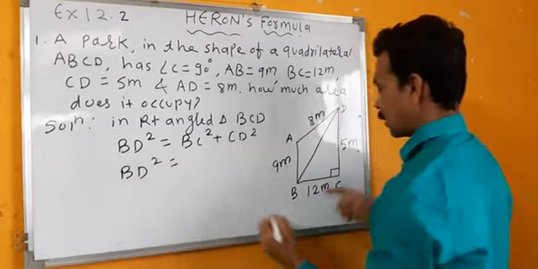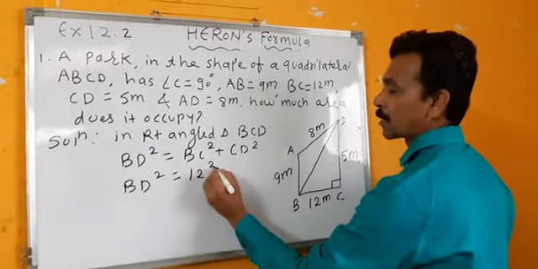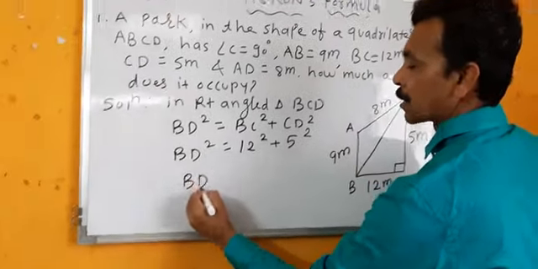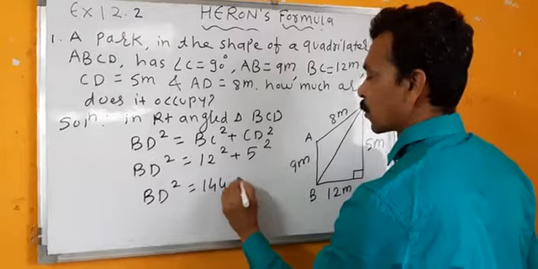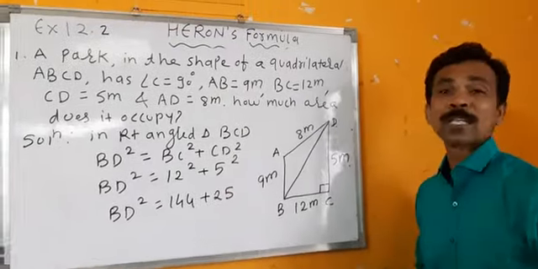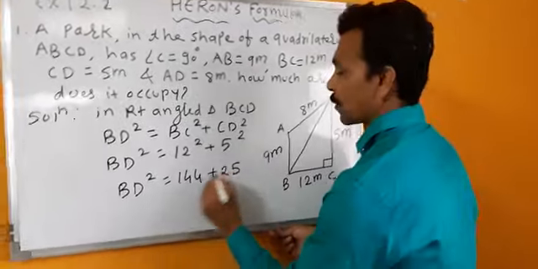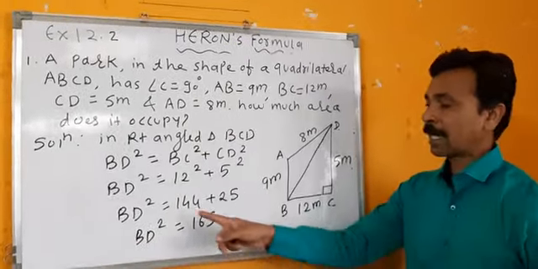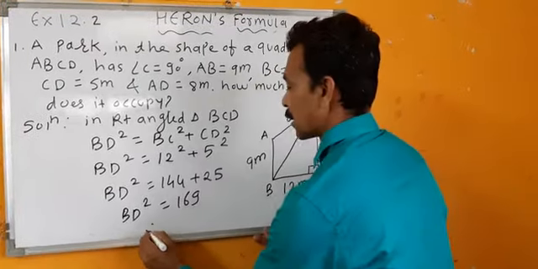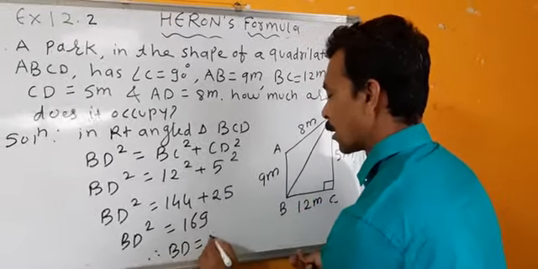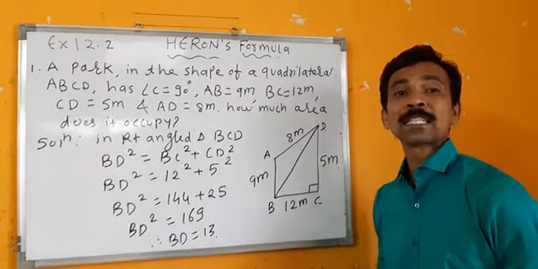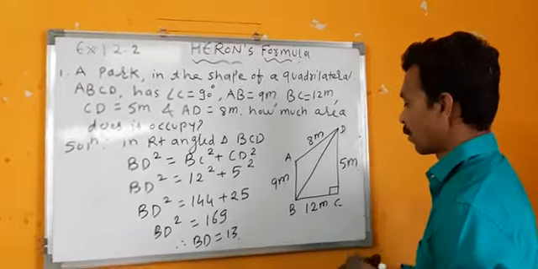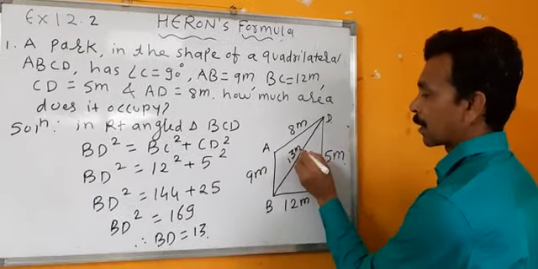BD square is equal to BC, which is 12 square, plus CD, which is 5 square. BD square is equal to 144 plus 25, because 12 square is 144 and 5 square is 25. Addition of 144 and 25 is 169. Therefore, BD is equal to 13, because square root of 169 is 13. Now we got the value of BD, 13 meter.